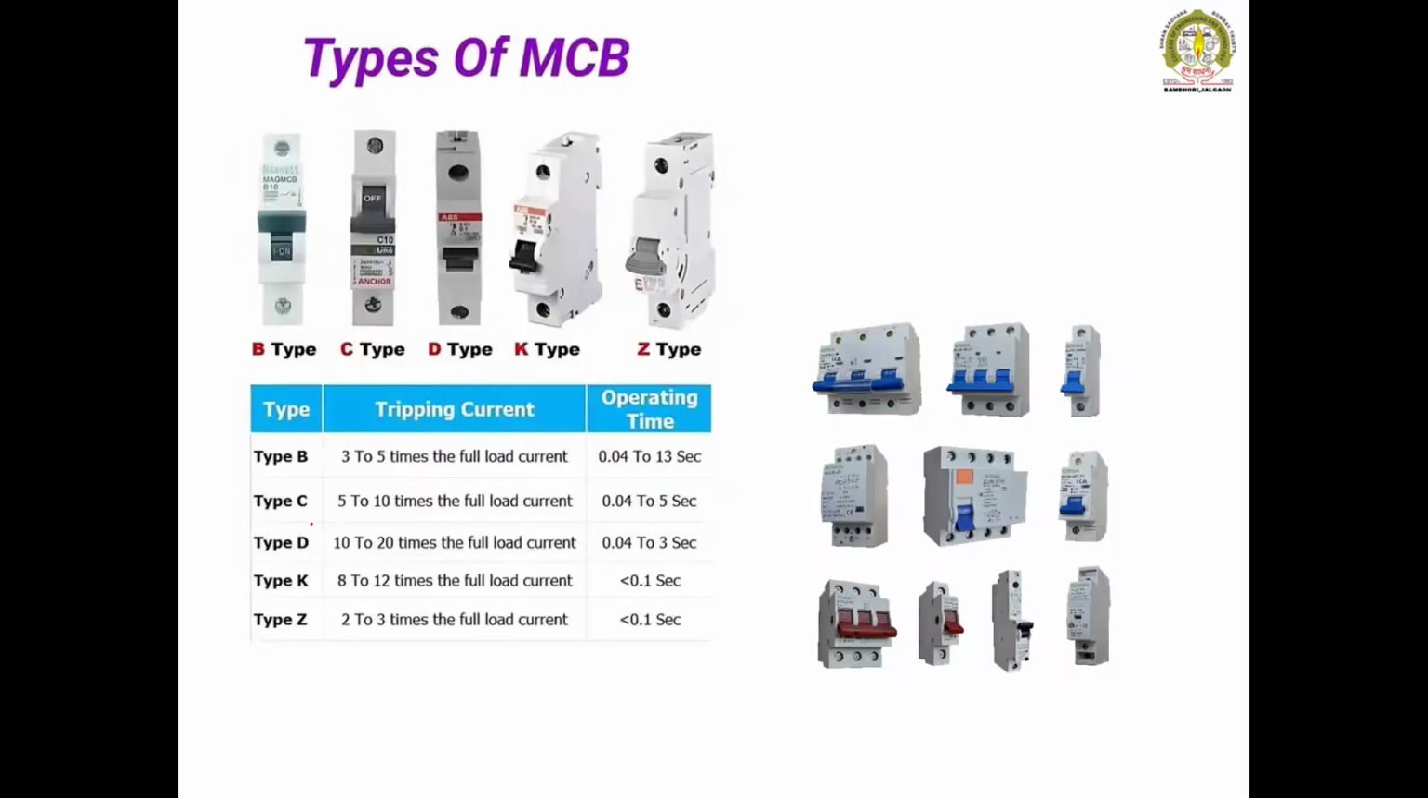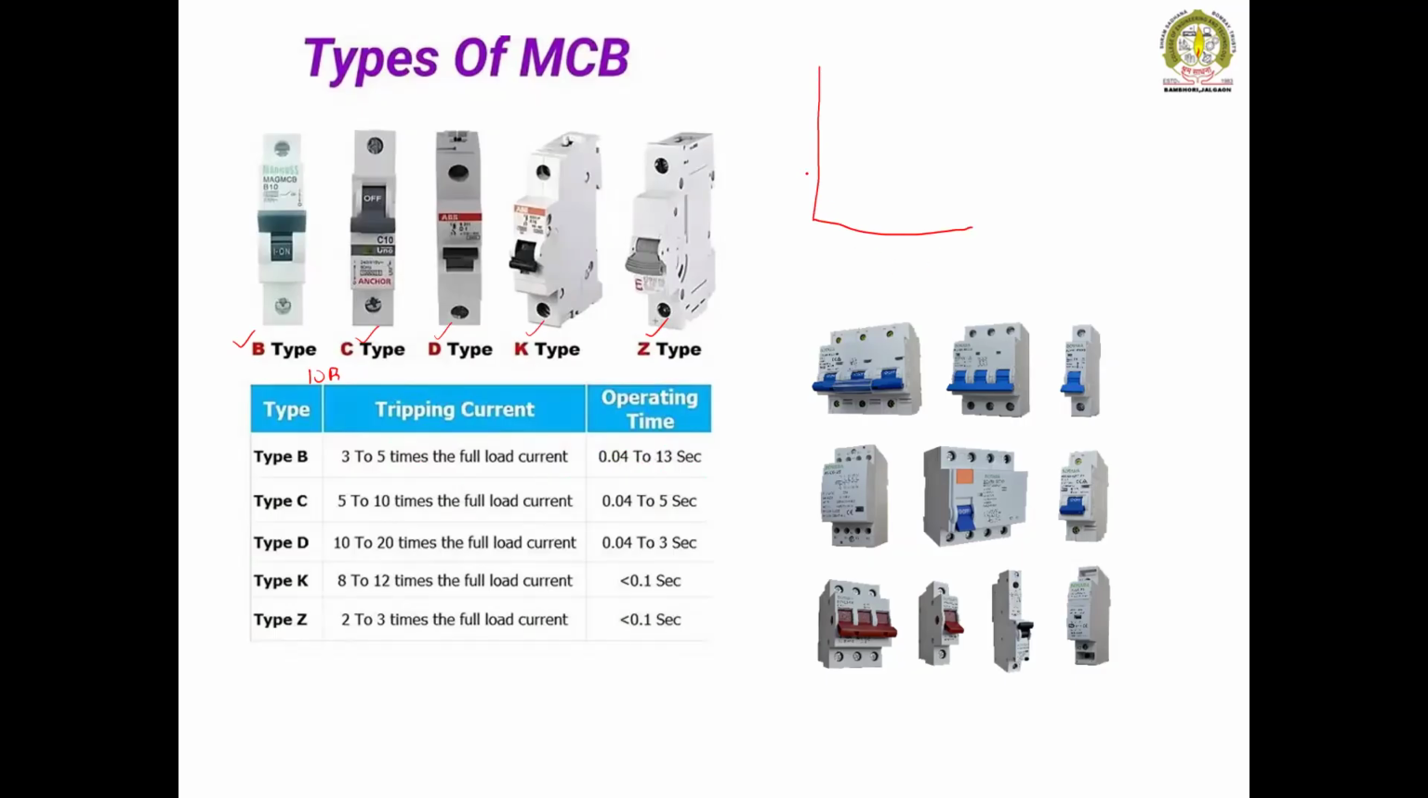Now, the type of MCB is called the class of MCB: B class, C, D, K, and Z. These are the classes of MCBs. What are their specifications? For a B class MCB, the tripping current is 3 to 5 times the full load current. Suppose the full load current is 10 ampere, so the tripping current is 30 to 50 ampere, and the operating time is 0.04 to 13 seconds. If the current is more, the tripping time will be small, and if the current is smaller, it will take more time. So it gives an inverse characteristic.